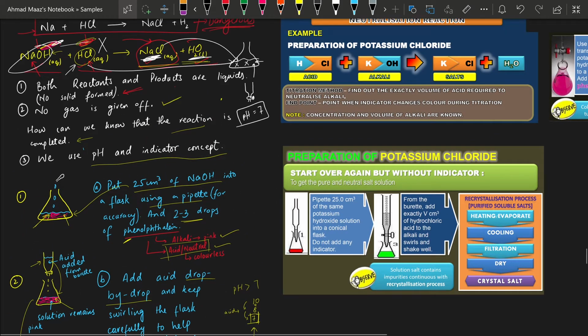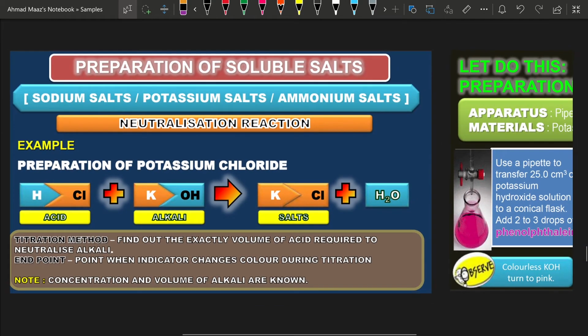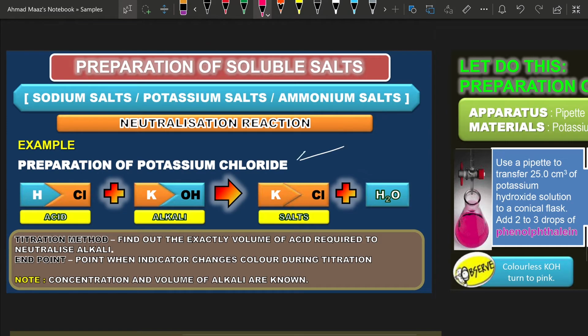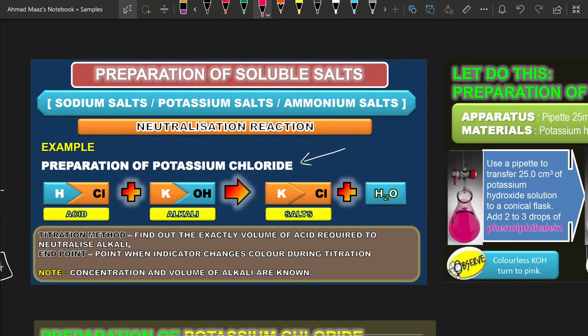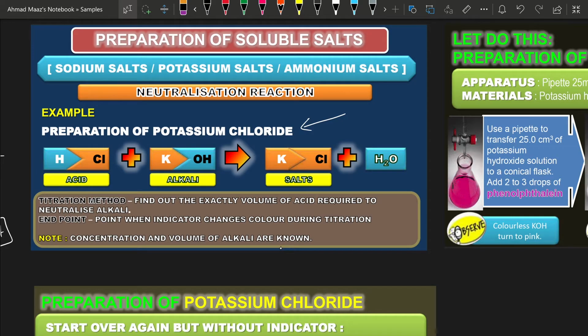Let's see this one more time. In this case we are preparing potassium chloride, which is again a soluble salt. Because it is a chloride, you need an acid which has chloride ions in it. We'll start with hydrochloric acid, and because you need a potassium salt, you need potassium hydroxide. So what will happen? Acid and alkali will react to form salt and water.